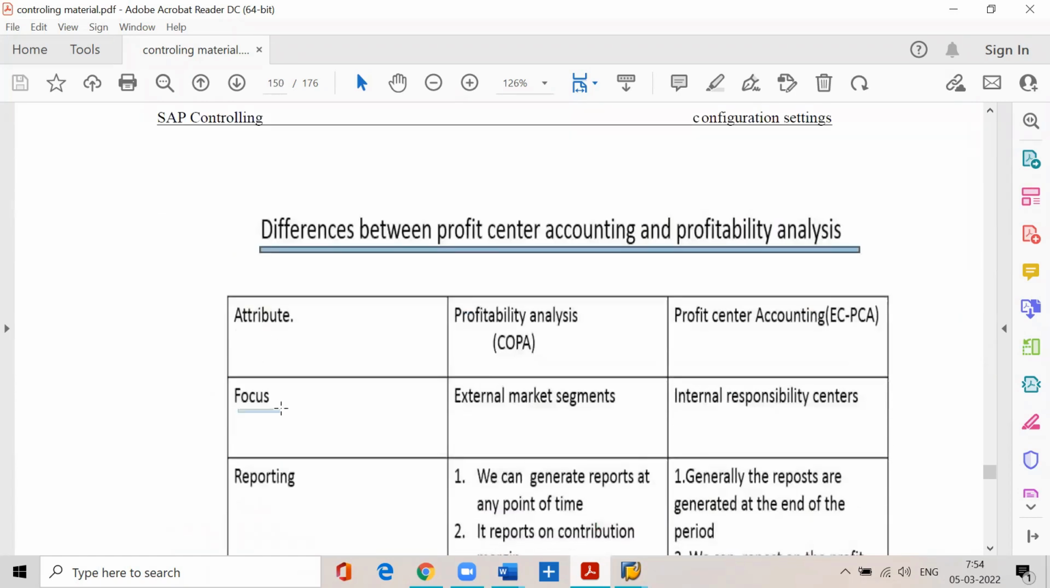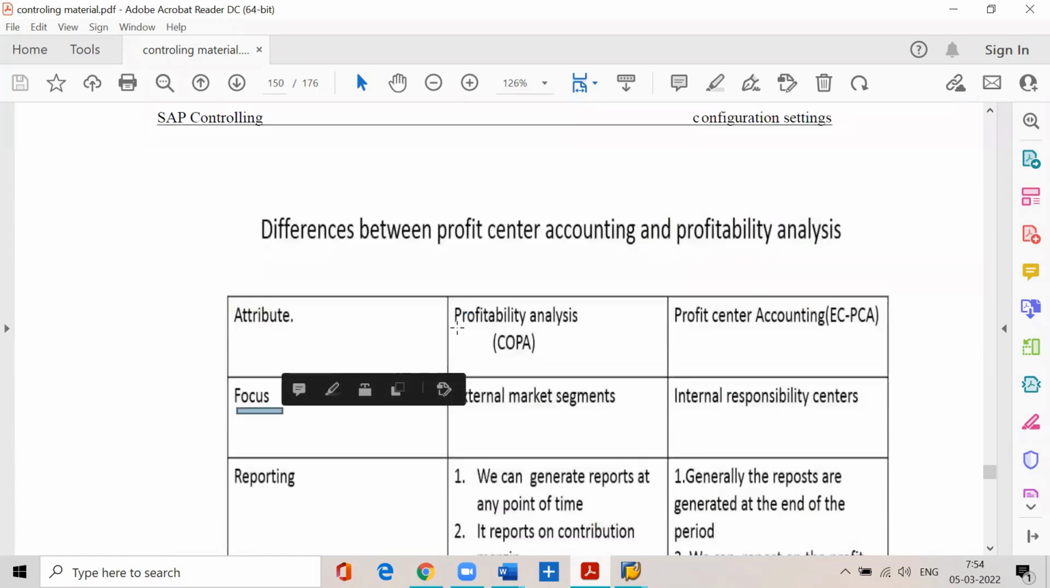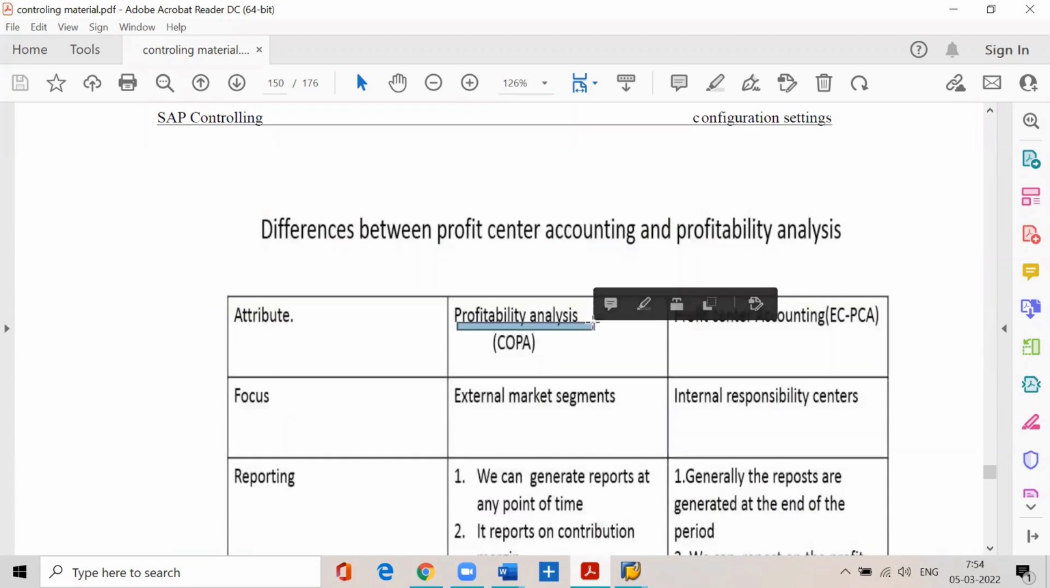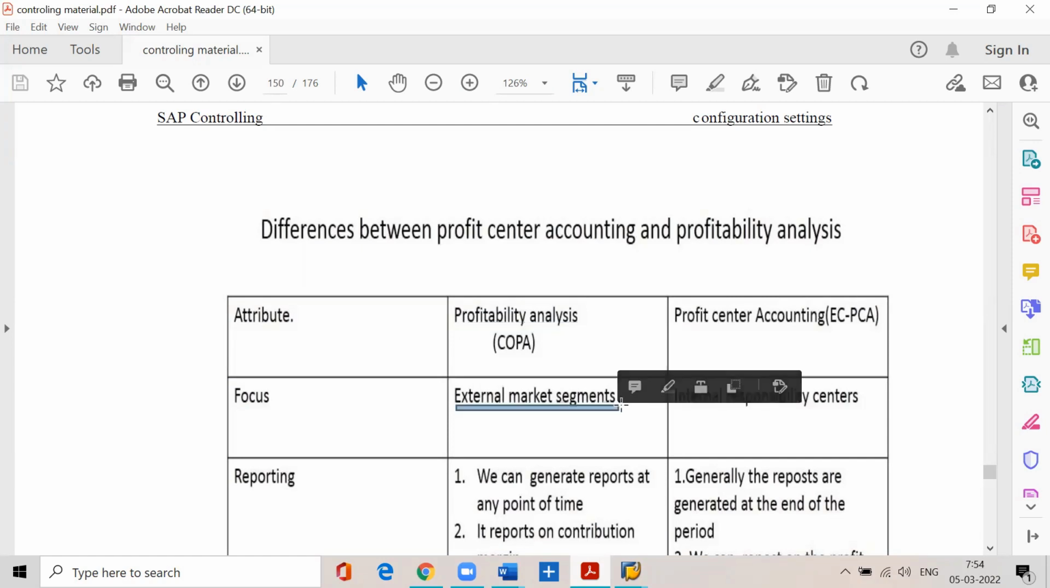See, focus. In the profitability analysis, the focus is mainly on external market segments, means the markets divided according to product groups, sales customer groups, etc. So the main focus is on analysis of profits on the basis of external market segments. But in profit center accounting, the main focus is on internal responsibility centers or internal areas of activity.